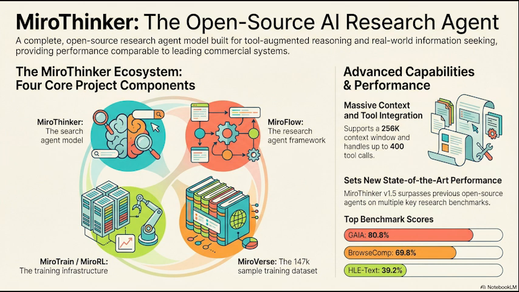All right, so looking at the biggest model, the V1.5 235B, it gets 39.2% on HLE text, which is a subset of the Humanity's Last Exam benchmark. It scores almost 70% on BrowseComp and over 71% on the Chinese version. But the big one is GAIA. It scores 80.8% on GAIA Val 165. That's the General AI Assistants validation set.